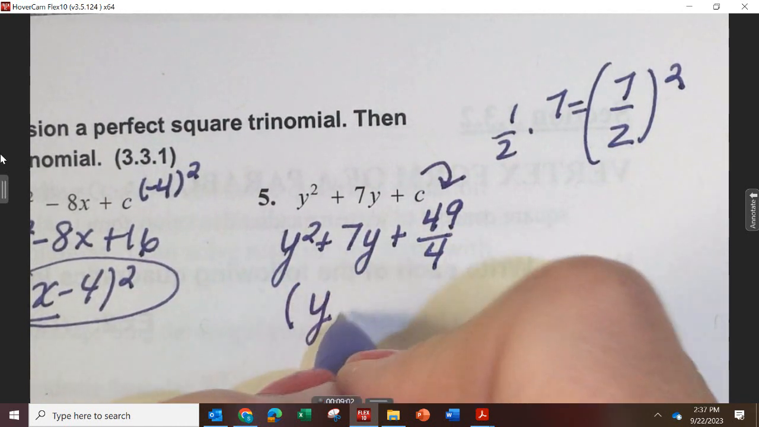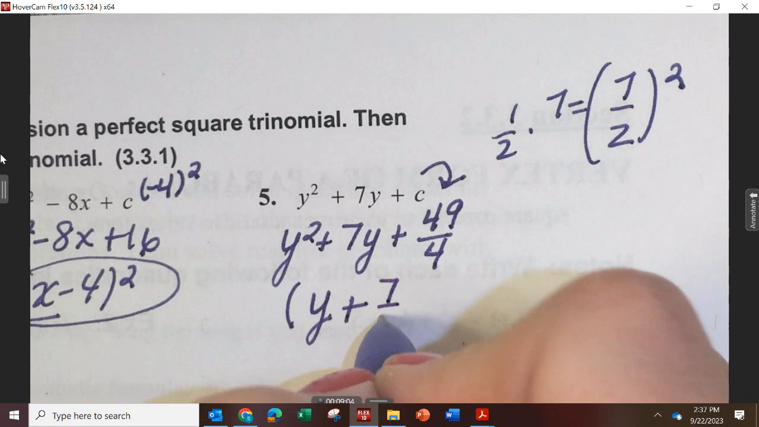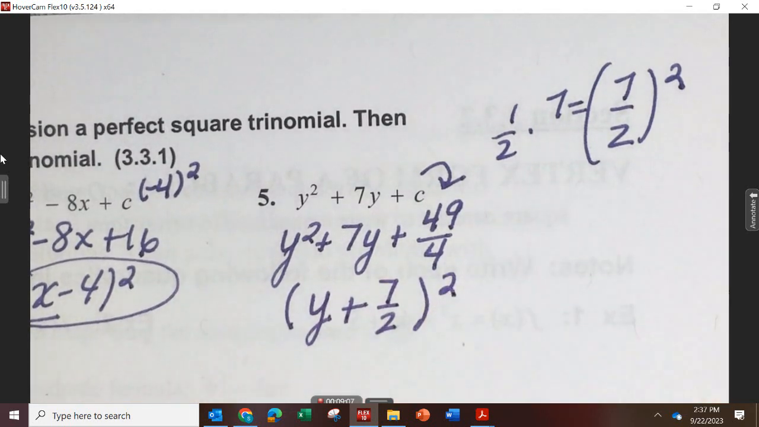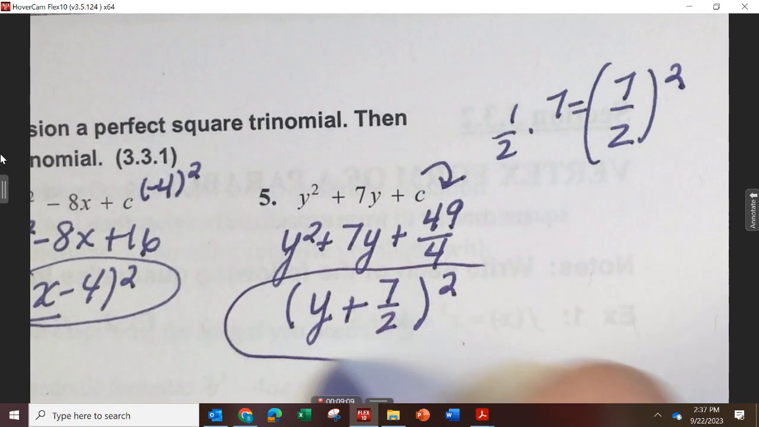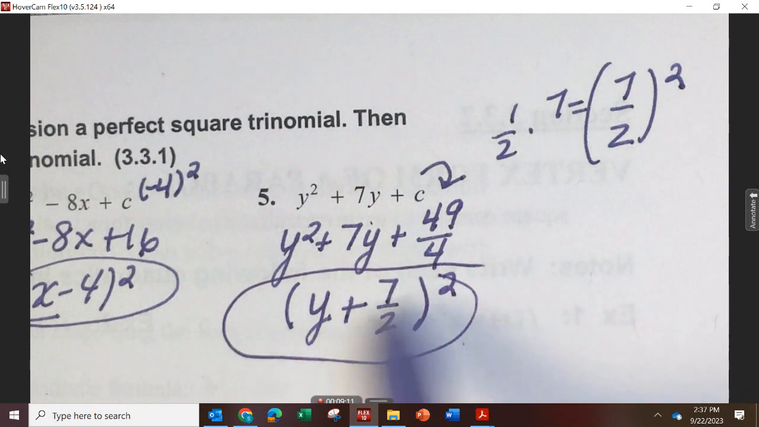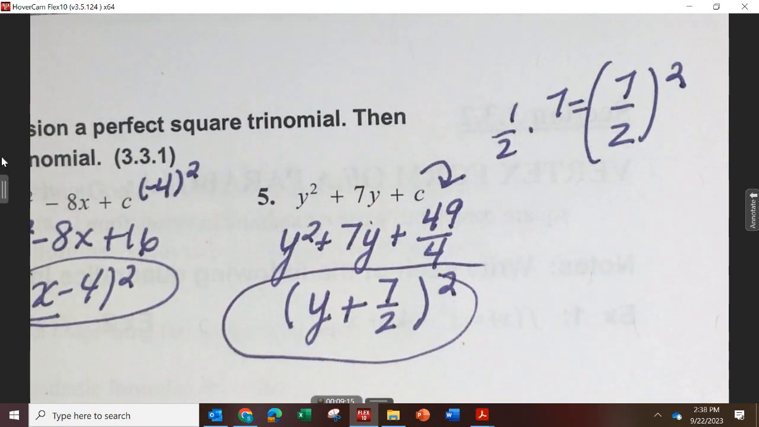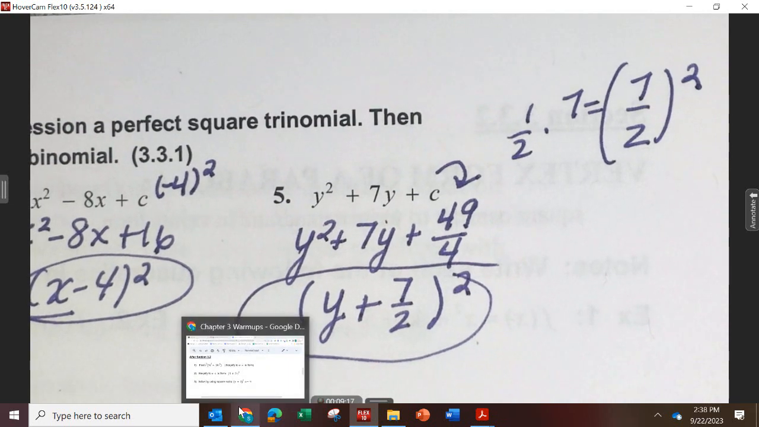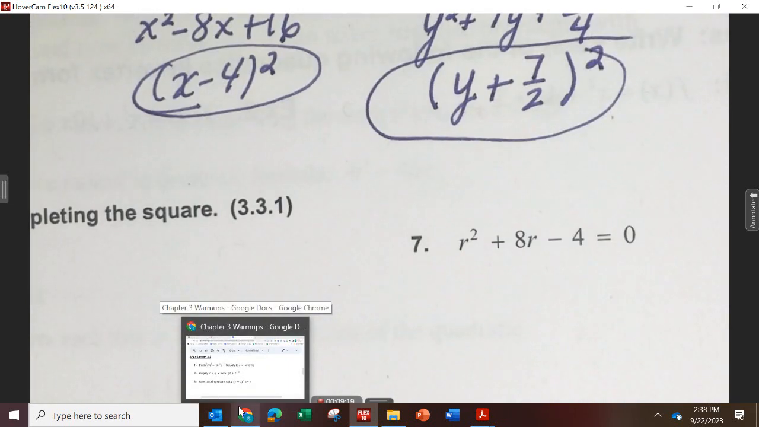And now we're going to write it out. Square root of the first, the sign, square root of the last, and that's another name for it. These would be equivalent if we were to multiply that out. All right, so now we're going to actually use completing the square.